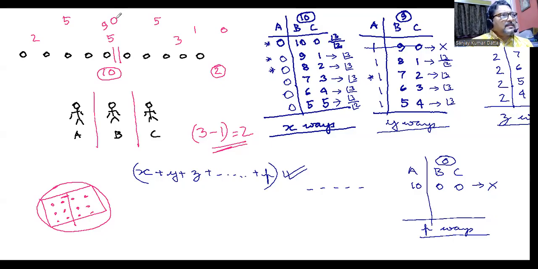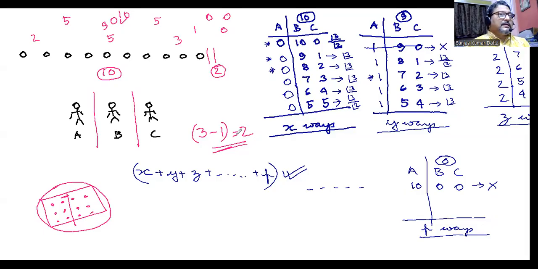And where 0 is definitely allowed, you see another case where 0 can be a part. Maybe one of the arrangements can definitely be like this. So this is one boy has got 10, another boy has got 0 and the other boy has got 0. Okay?